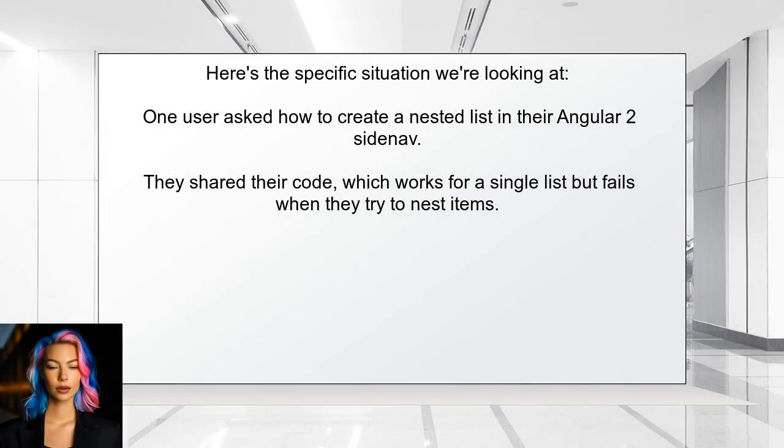Here's the specific situation we're looking at. One user asked how to create a nested list in their Angular 2 side nav. They shared their code, which works for a single list but fails when they try to nest items. Sound familiar? Let's dive into this.